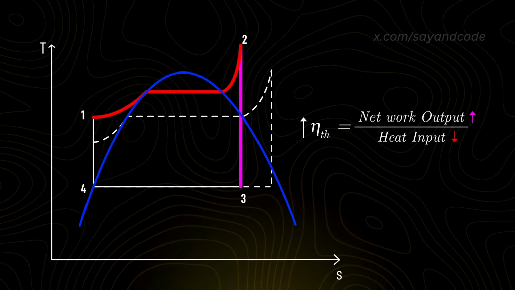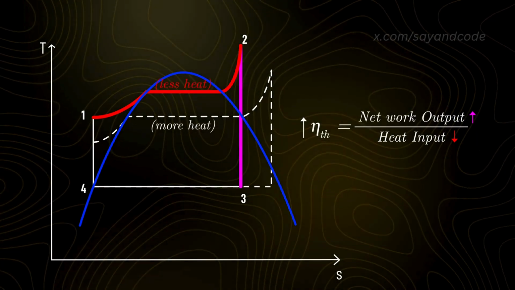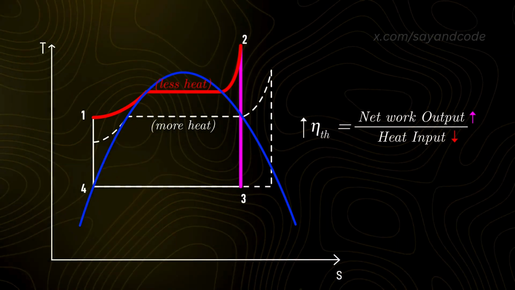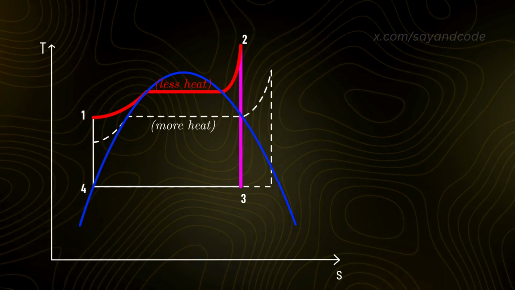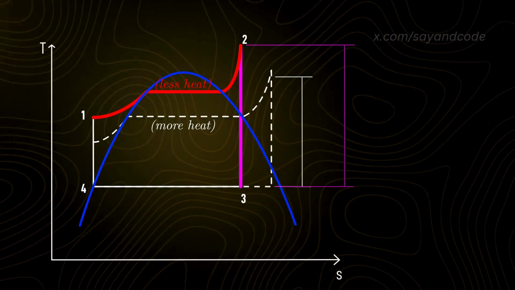This way, the amount of heat needed decreases as the length of the line 1 to 2 decreases, and at the same time, the work output from turbine, represented by the line 2 to 3, increases.